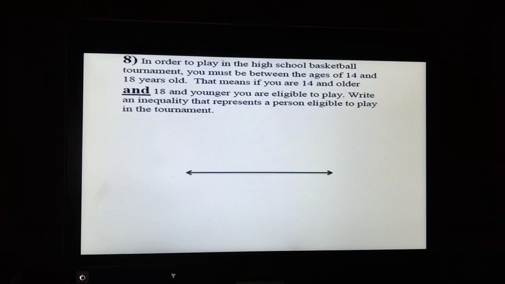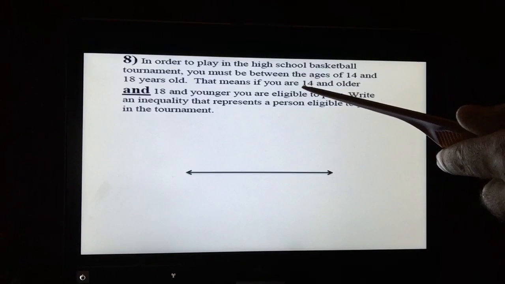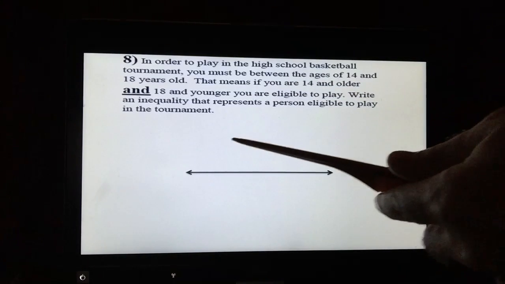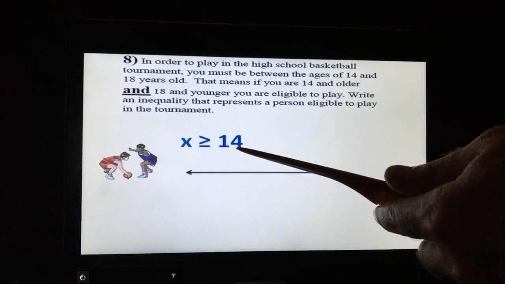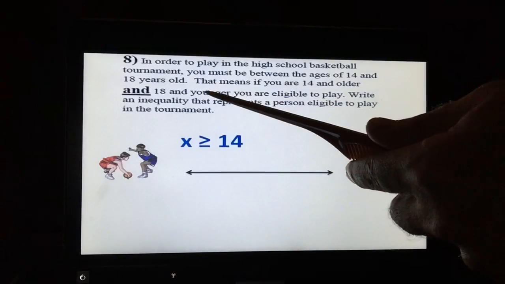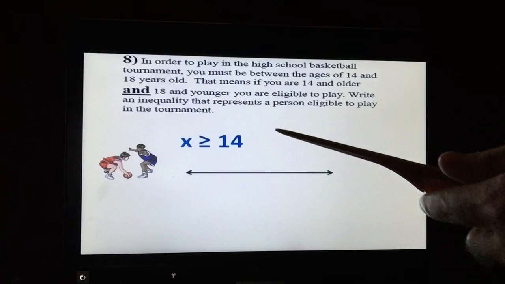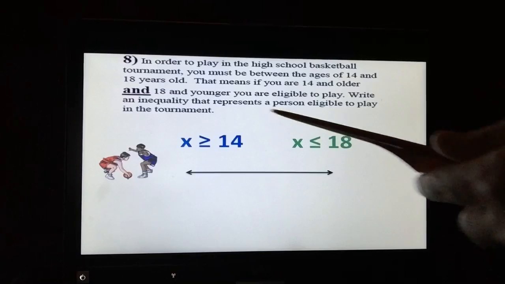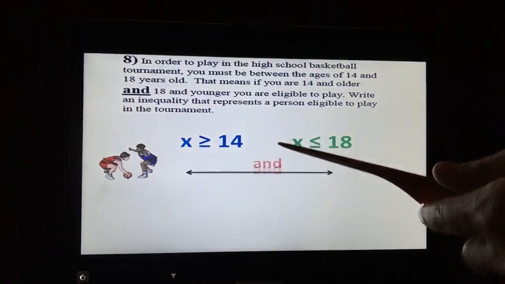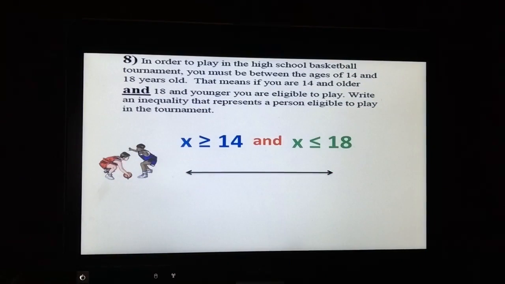All right guys, so hopefully you got this right. Let's go ahead and do this one together. So the first part where it says you have to be 14 and older, that would be represented by this inequality, x is greater than or equal to 14. The second part is you have to be 18 and younger, so that would be represented with this one, x is less than or equal to 18. There is an "and" between them, so we put the "and" sign, and we just created our "and" compound inequality.